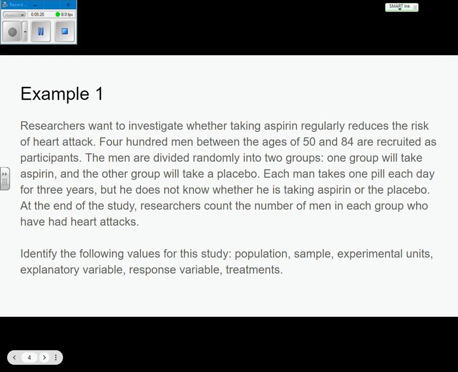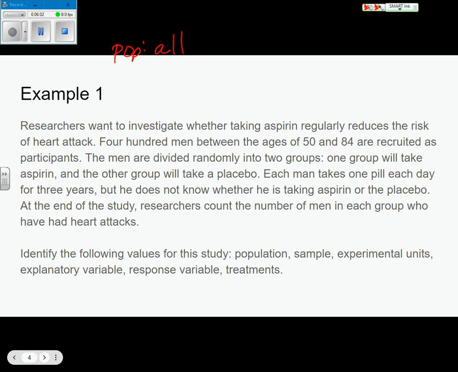People taking the placebo might think it's an aspirin, and people taking the aspirin might think they're taking a sugar pill. That way, they can actually see what it's doing. Each man takes one pill a day for 3 years. He does not know whether he is taking the aspirin or the placebo. So we got a blinding study. At the end of the study, researchers count the number of men in each group who have had heart attacks. So we're going to get some of the same definitions here that we had back on the quiz earlier in the week. All right. So first up, I want to know population. What's a good word to always throw in with population?